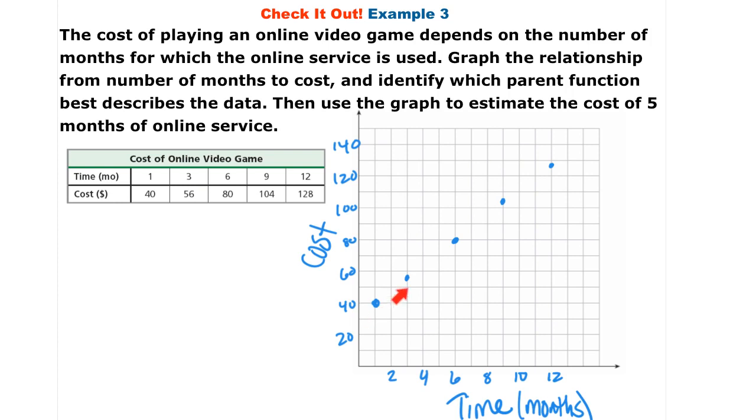All right, once you plot your data, you're hopefully seeing a pretty linear parent function come out of that. And we want to estimate the cost of 5 months of online service. So I'm looking at 5 months on my line. It's going to fall right about there. So just a little bit over $70 it looks. Now this is just a hand-drawn graph, just kind of eyeballing my line, and this is really just an estimate, remember. Later on during the year, we're going to find ways to make much more accurate predictions based on our parent functions.